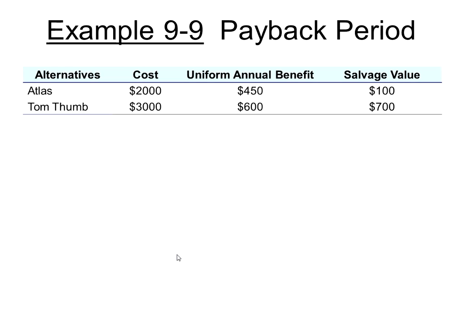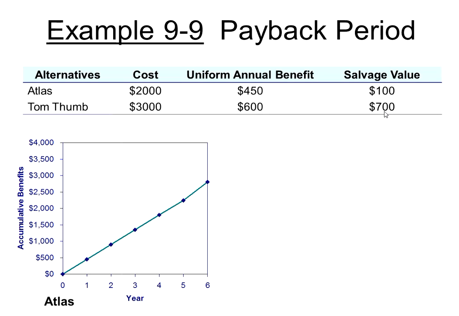So here's another example of application of payback period. Here we're selecting between two alternatives in these two rows. One alternative is Atlas and another one is Thumb. And here's our cost, uniform annual benefits, and salvage values. So once again, we can compute accumulative benefit in years for Atlas, right? So we're increasing this by 450, 900, and so on. So you're reaching the 2000 cost somewhere here, right? And that gives us a payback period of 4.4 years.